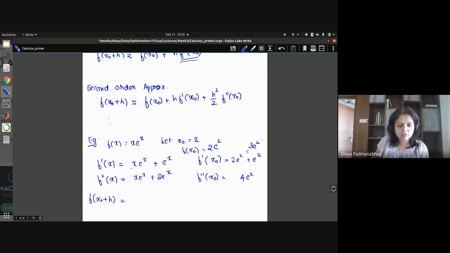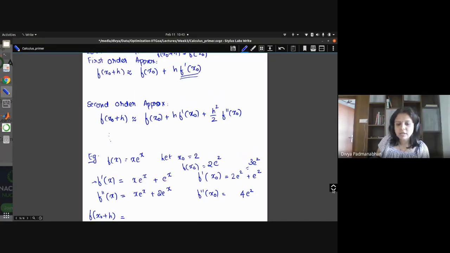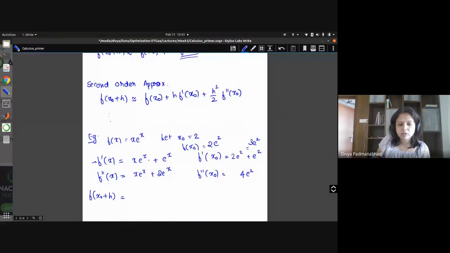You take the derivative of this f dash x, and what you're going to get is just x e power x plus 2 e power x. Okay. And evaluated at x naught, you're going to get 4 e square. So let's just try to write the approximations. Now, can somebody tell me what's the first order approximation?